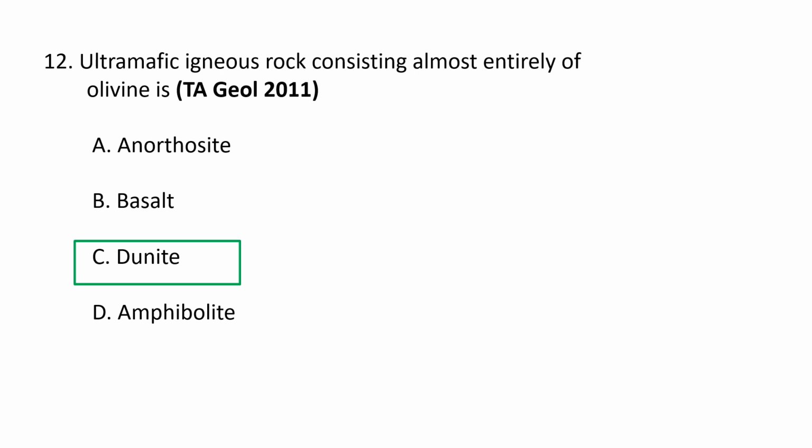Ultramafic igneous rock consisting almost entirely of olivine is known as dunite. Dunite is an ultramafic igneous rock and it's a plutonic rock, meaning it is formed deep in the mantle, not at or near the surface.